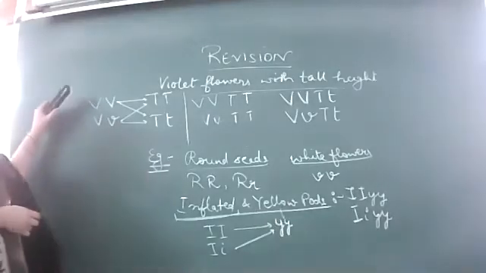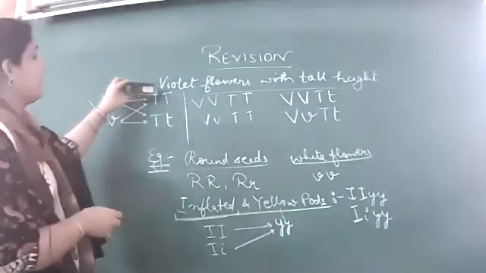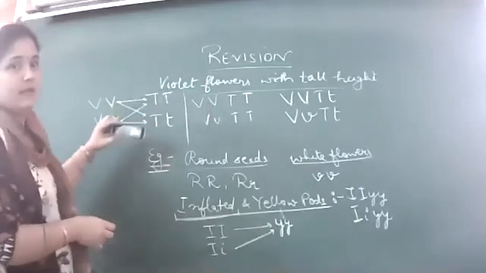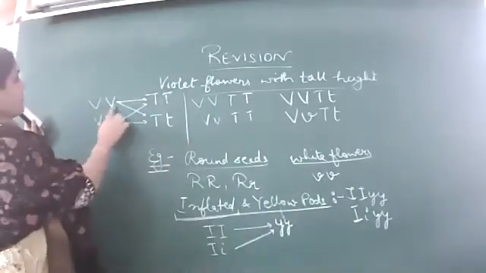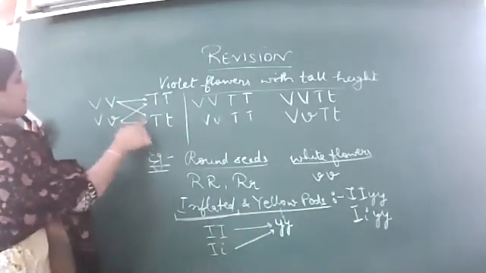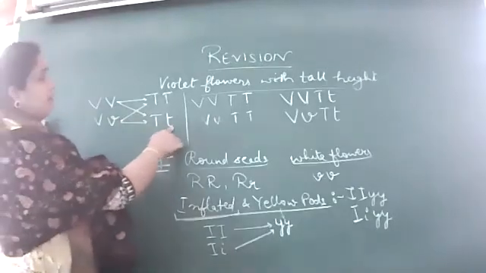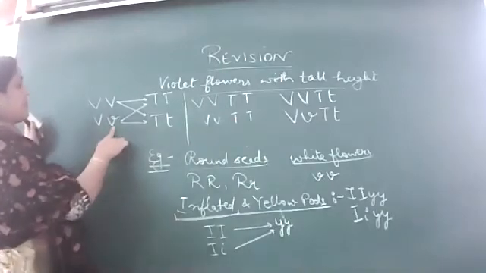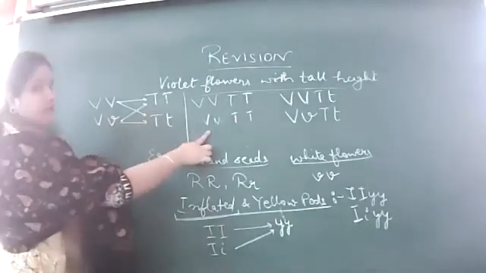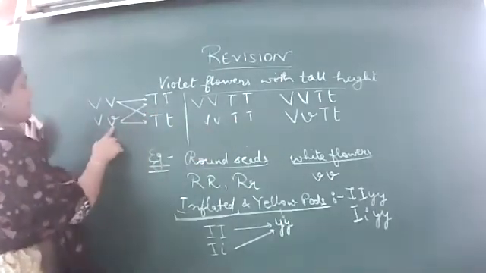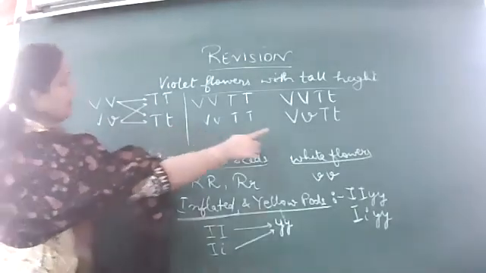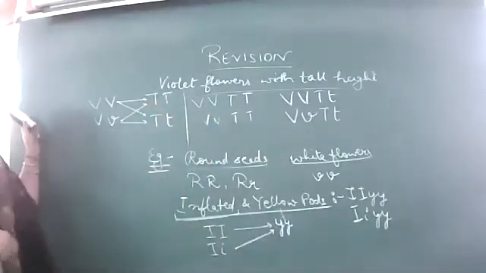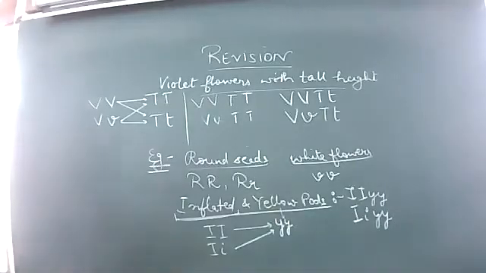Now what are your results? First is capital V, capital V, capital T, capital T. This is the answer, right? Second, when you join this with this, capital V, capital V, capital T, small t. Then the third is capital V, small v, capital T, capital T. And the fourth is capital V, small v, capital T, small t.